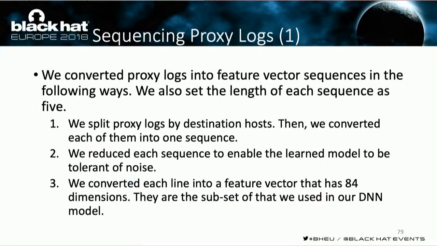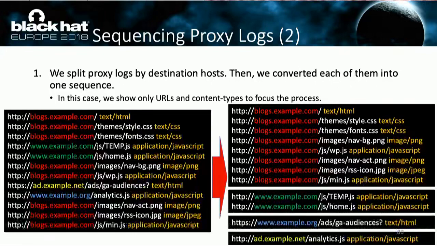To parse proxy logs with recurrent neural network model, we converted proxy logs into feature vector sequences in these ways. We also set the length of each sequence as 5. Firstly, we split proxy logs by destination hosts. Then, we converted each of them into one sequence. These logs split into these 4 sequences.